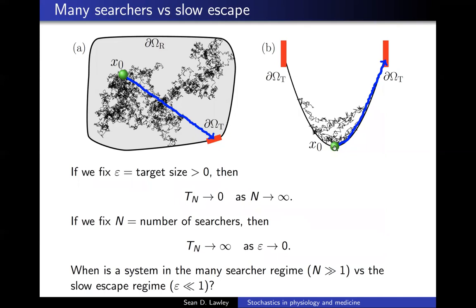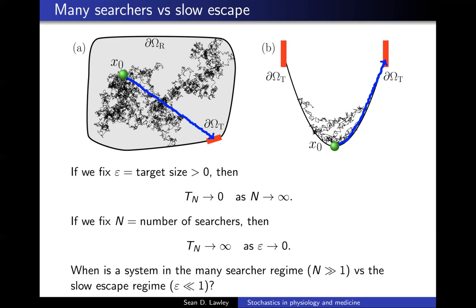If I can have the drift as strong as I want, that is the deepest potential well you want. If I take n to infinity, the fastest first passage time is going to vanish, and it's going to vanish independently of the leading order of the depth of the well. On the other hand, if I fix the number of searchers and take the depth of the well to infinity, then the fastest first passage time diverges.